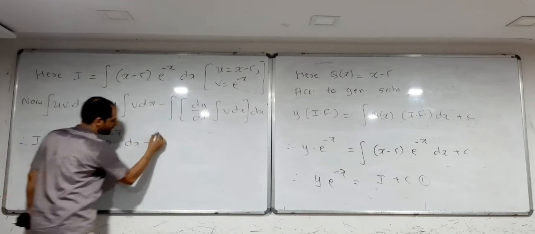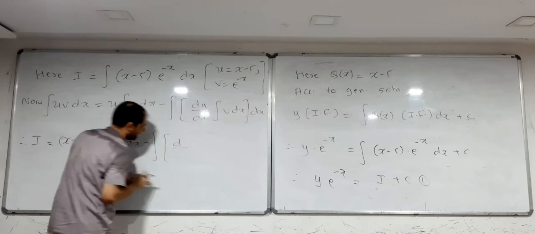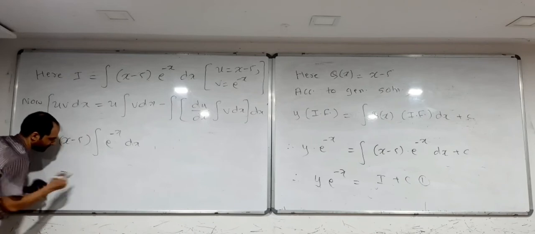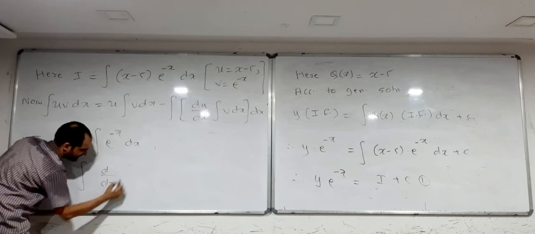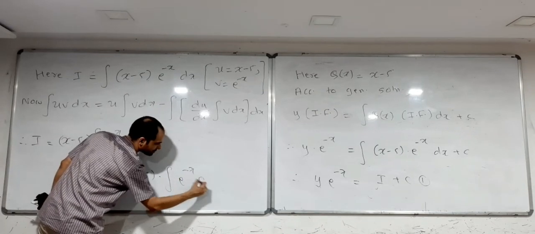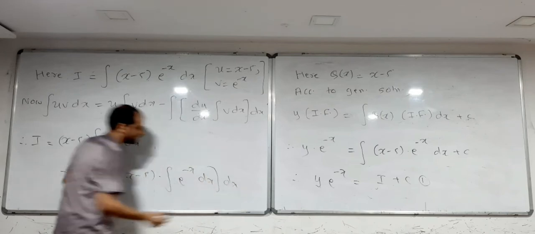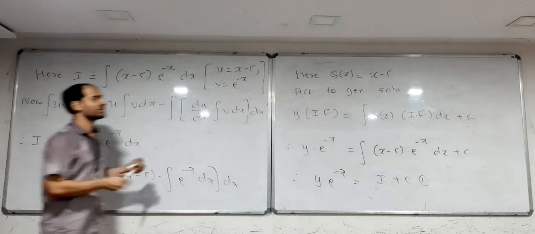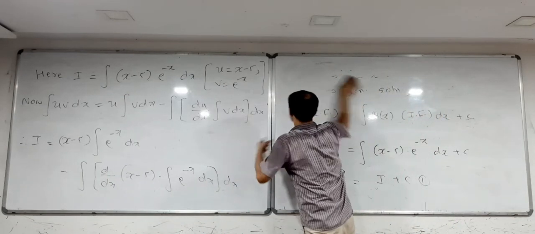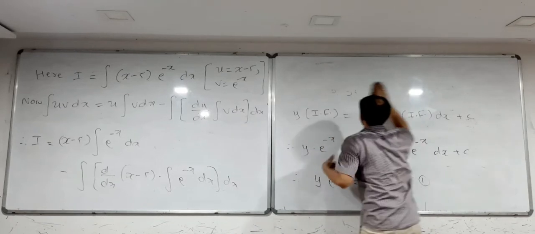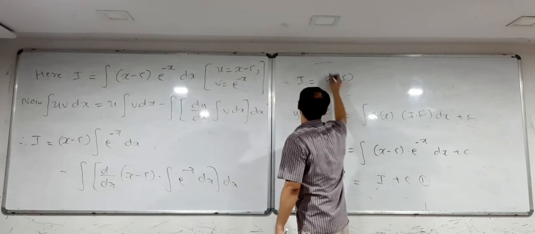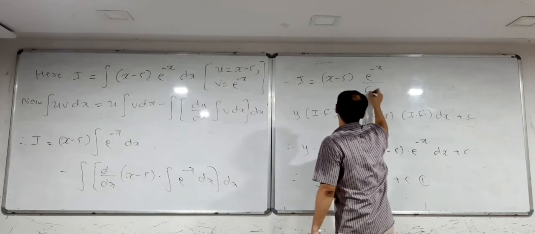raised to minus x dx minus integration of d by dx of minus. Okay. Let me write over here, minus integration of dy dx of x minus 5 into integration of e raised to minus x dx the whole dx. Okay, now what is integration of e raised to minus x? Integration of e raised to minus x is e raised to minus x upon minus 1. So therefore I कितना आएगा x minus 5 into e raised to minus x upon minus 1.